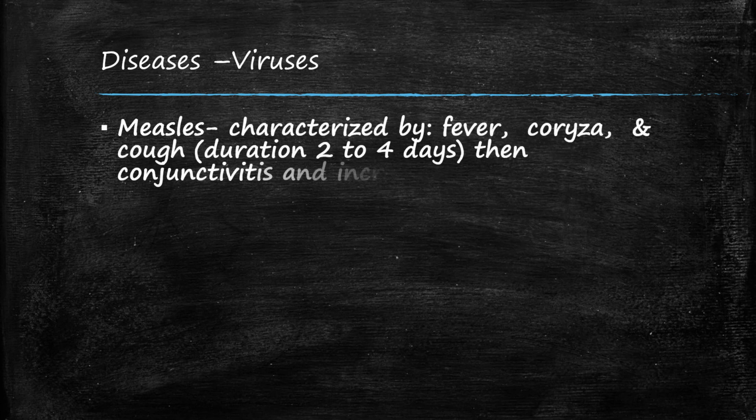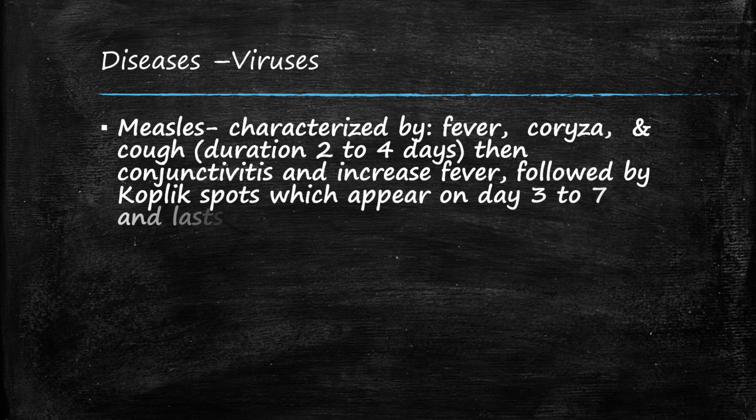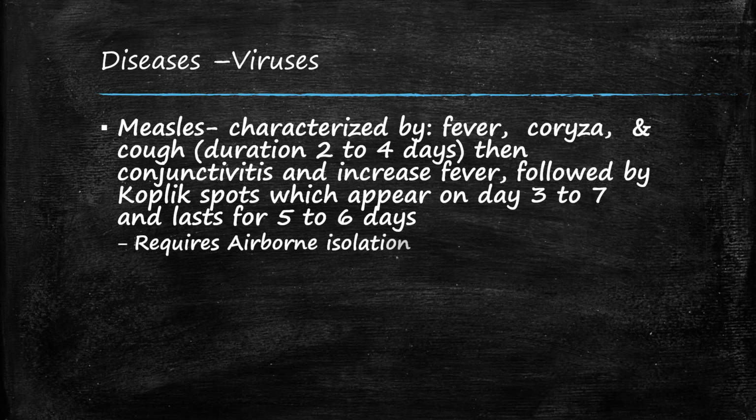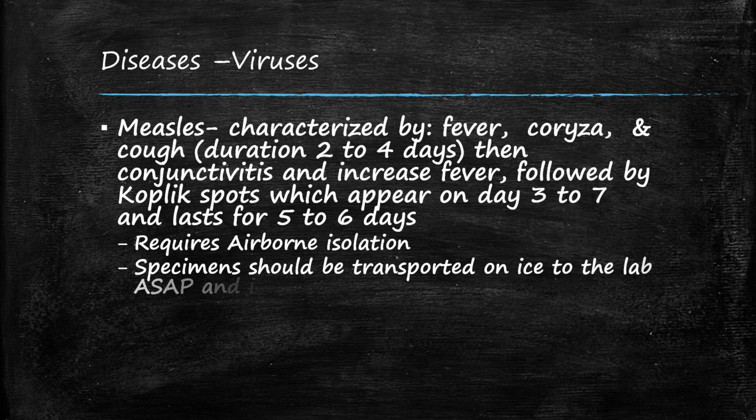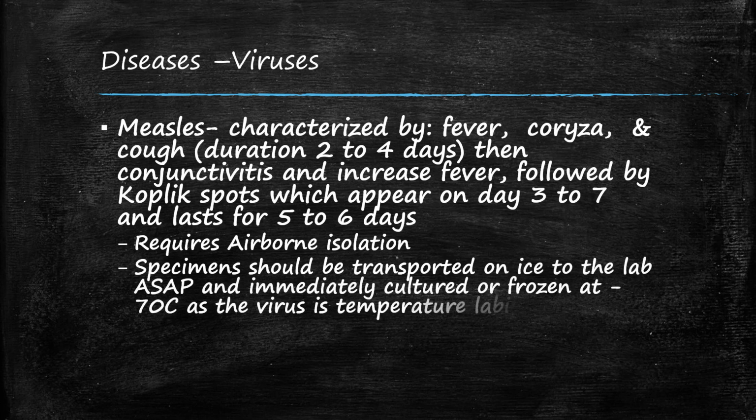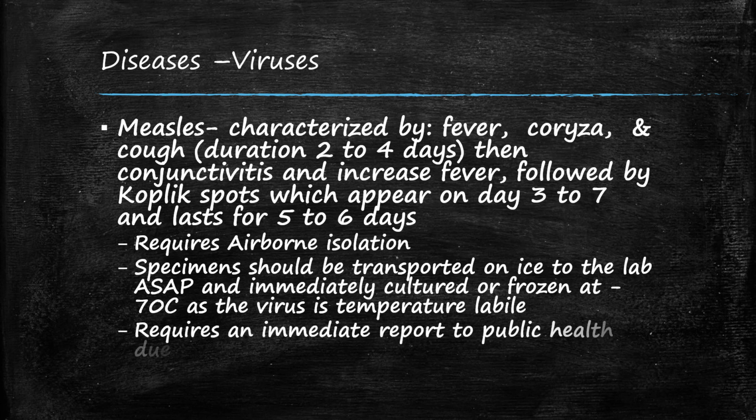Measles. Measles is one of the most contagious diseases we have and is characterized by fever, coryza, cough, conjunctivitis, and then you get the Koplik spots in the mouth, and then the characteristic maculopapular rash. Requires immediate airborne isolation. You need to transmit specimens to the lab in a very cool state, and it requires an immediate report to public health. This is an immediate public health threat. This is a wake up the public health officer type of situation.